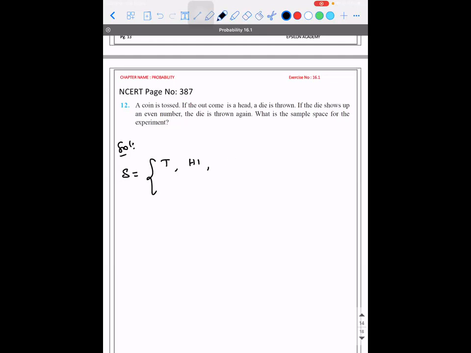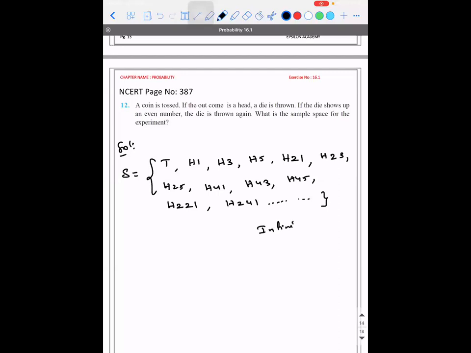Then what we'll do is we'll first complete the odd numbers, H3, H5. Now comes the question, H2. If 2 comes, again H21, H23, H25. Similarly, H41, H43, H45. Then what will we do? If it is 2, and again a 2, again a 1. H241. It can keep going on like this. So this is again going to be an infinite set.